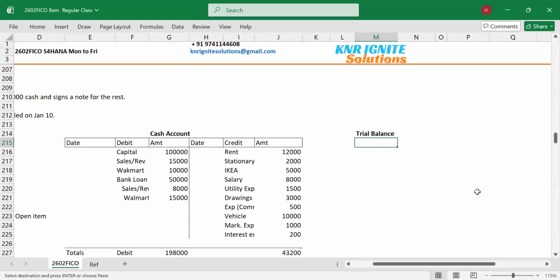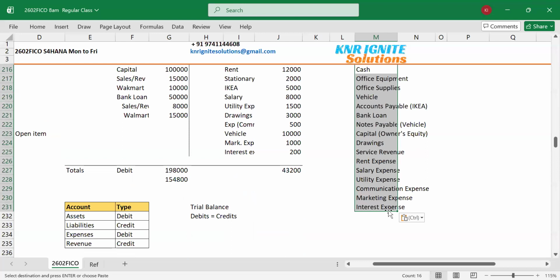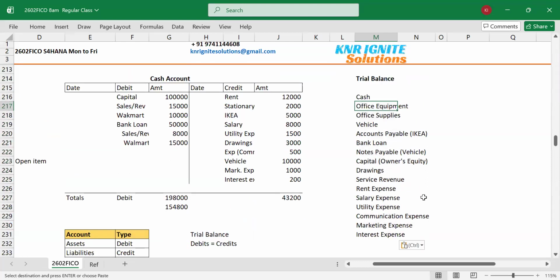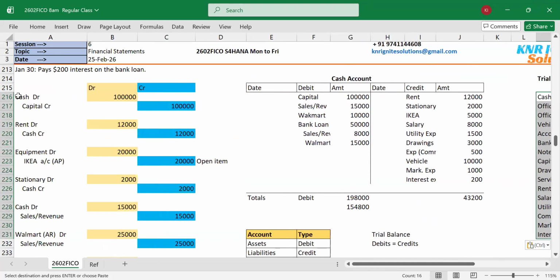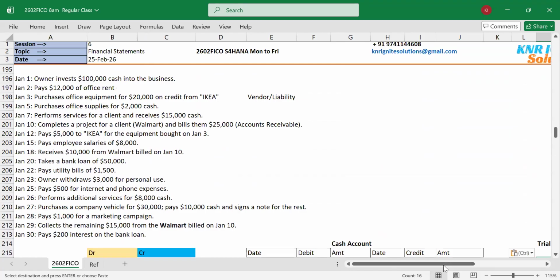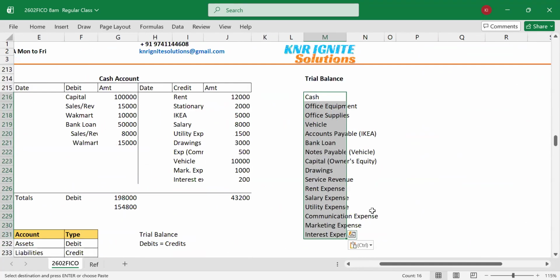Okay, let's say we have these many accounts. I just copied all the account names. Cash account, office equipment, office supplies, vehicle, accounts payable account, bank loan, notes payable, capital account, drawings, service revenue, rent expense, salary expense, utility expense, communication, marketing, interest. These are the various accounts that we have seen here. If you consider all the business transactions, this will be a summarized format of all my accounts.